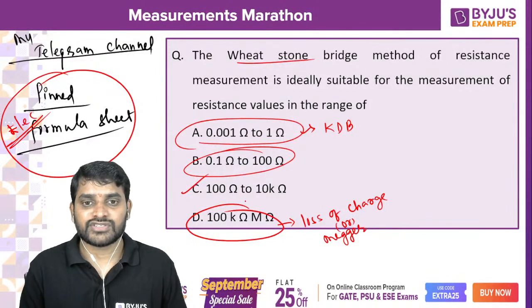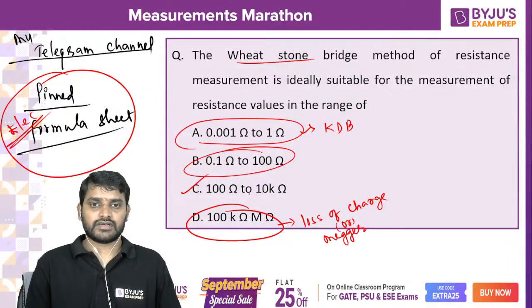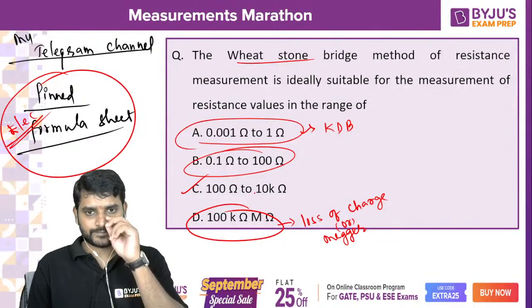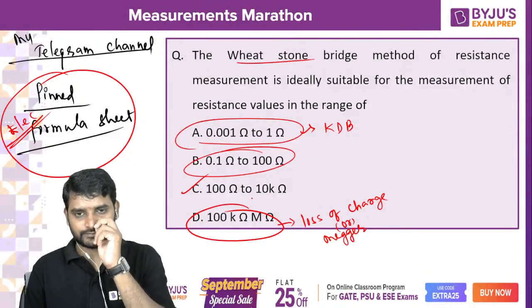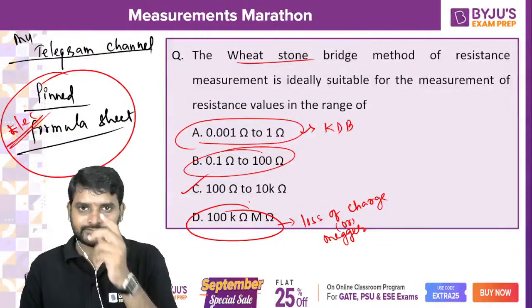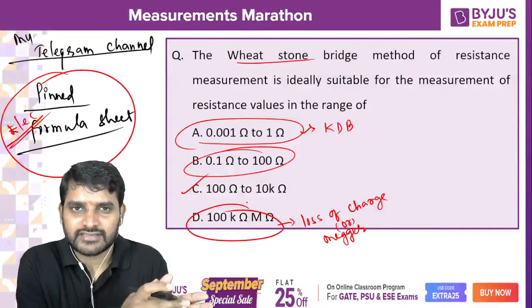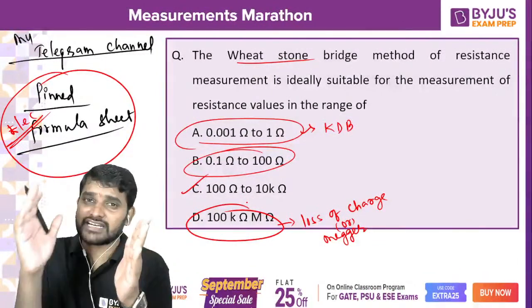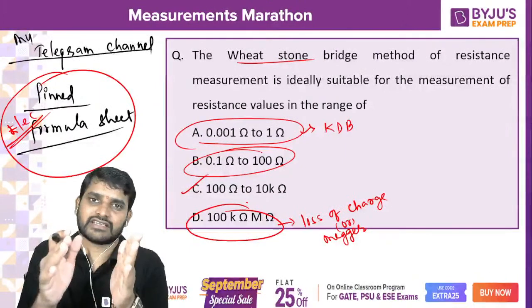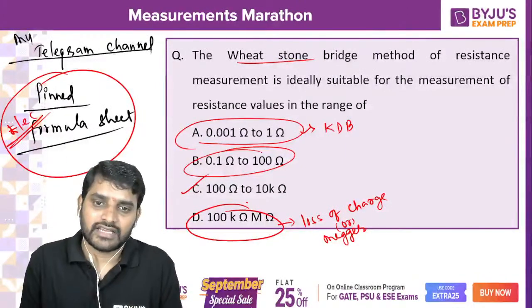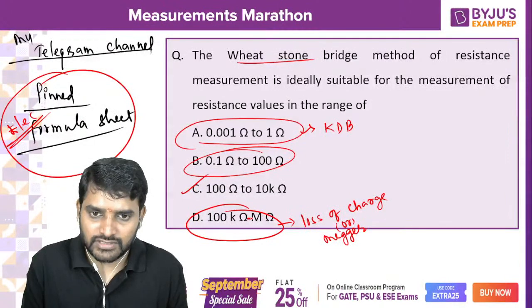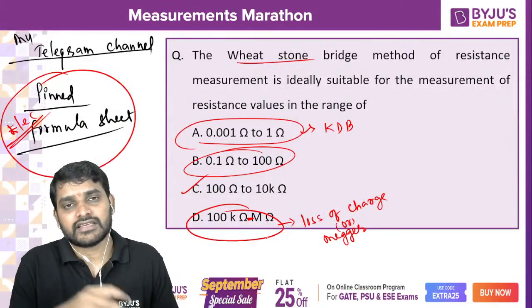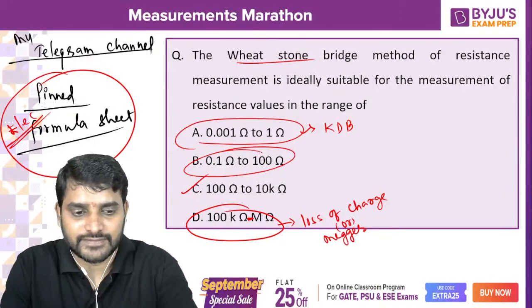So Wheatstone bridge, you can go ahead 100 ohms to 10 kilo ohms. The range less than 1 ohm is Kelvin's double bridge. 1 ohm to 100 kilo ohms is medium resistance. Greater than 100 kilo ohms is large resistance.